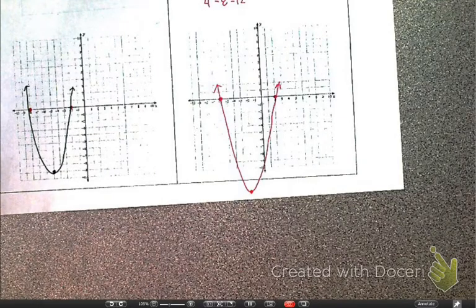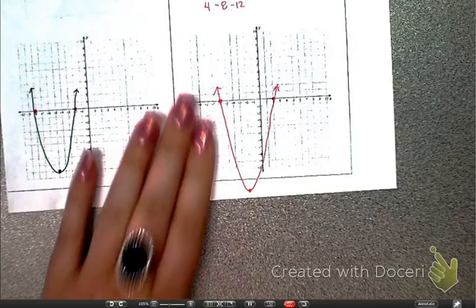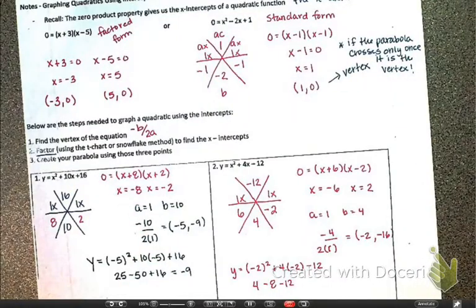We don't have time to do the back two today. We will probably go over them before your quiz tomorrow. But you need to attempt the 8 problems on your homework. Okay? You're finding intercepts and the vertex and plotting those points.